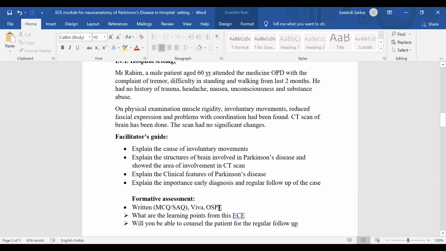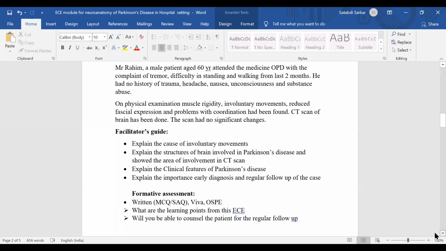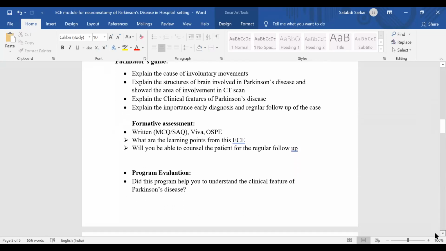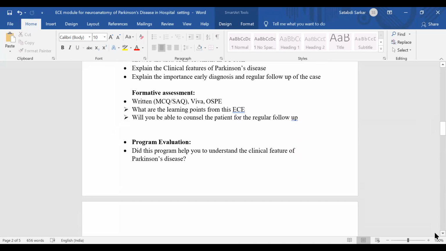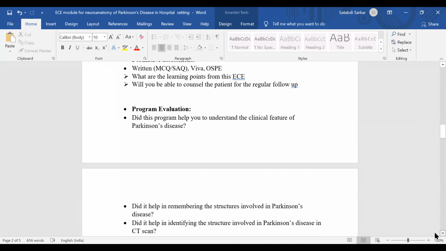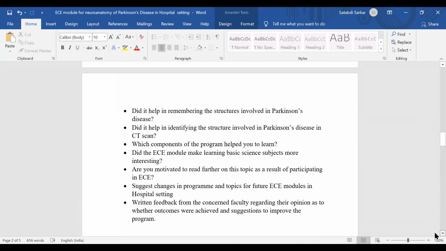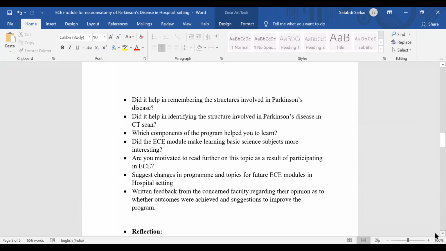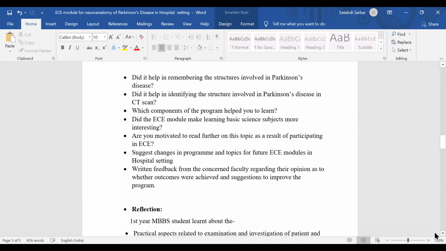For the second one, we can set an OSPE session. The program evaluation can be done by asking: did this program help you to understand the clinical features of Parkinson's disease? Did it help in remembering the structure involved in Parkinson's disease? Did it help in identifying the structure involved in CT scan? Which component of the program helped you to learn? Did the ECE module make learning basic science subjects more interesting? Are you motivated to read further on this topic as a result of participating in ECE? And suggest changes in the program and topics for future ECE modules in the hospital setting.